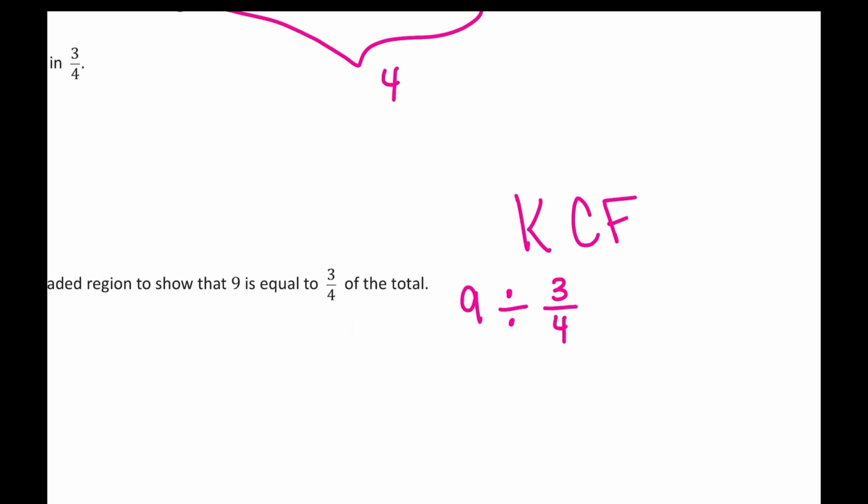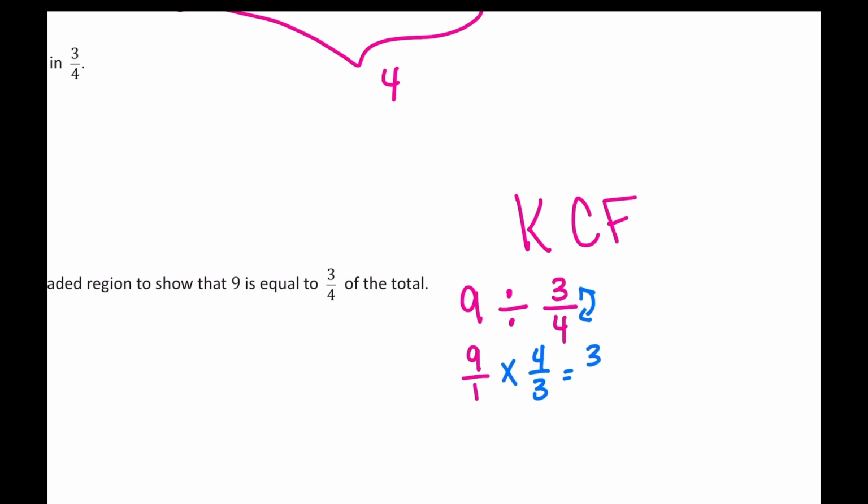Remember, we're going to set up our problem, and if you notice, the 9 is a whole number. Just like we did before, in order to turn a whole number into a fraction, we just need to put it on top of 1. So now we have 9 over 1. We're going to switch our division sign into multiplication, and we're going to flip from 3/4 to 4/3. Now multiply straight across. Get your calculator out if you haven't had it this whole entire time.